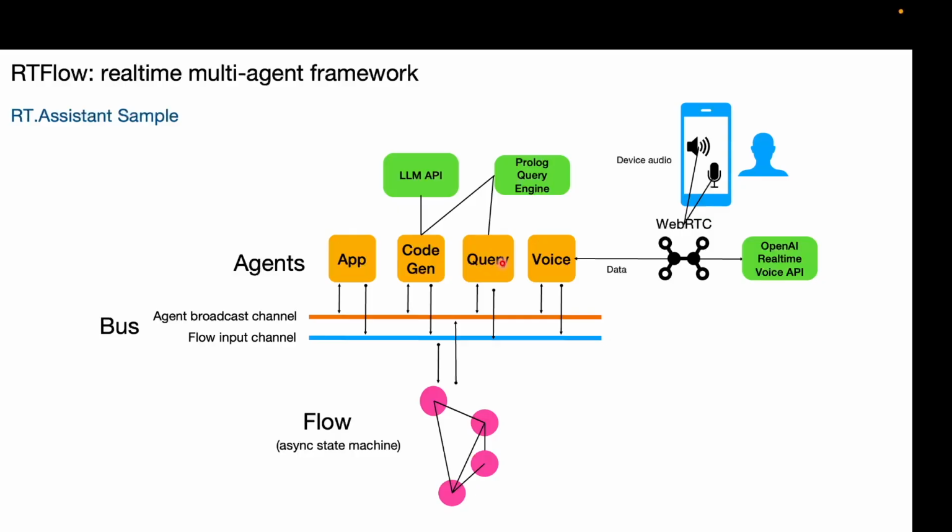There's the query agent. Query agent is a relatively simple agent. Its job is to run canned queries using the Prolog query engine. The CodeGen agent is used to take a natural language query and convert that to Prolog using the LLM API, and then use the Prolog query engine to obtain the results. And the app agent simply listens on the bus and reports the events to the UI, as configured.